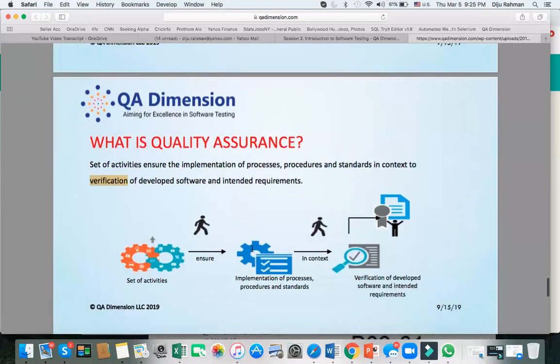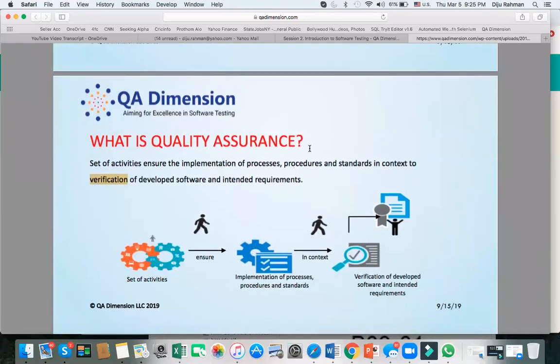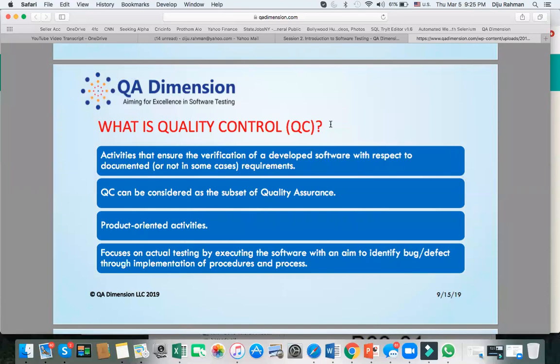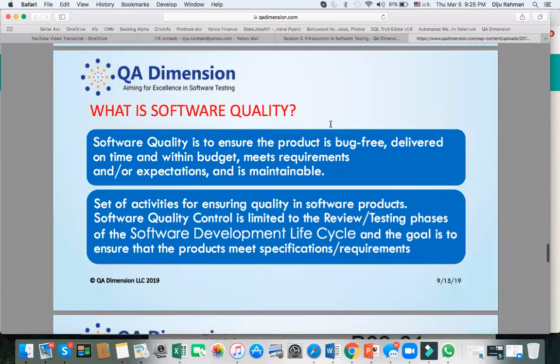I would say maybe do some research, maybe it will be much easier. So this is the entire process of quality control and software quality. One word, quality control means activities to verify the software is working correctly, and software quality is the characteristic of good software.